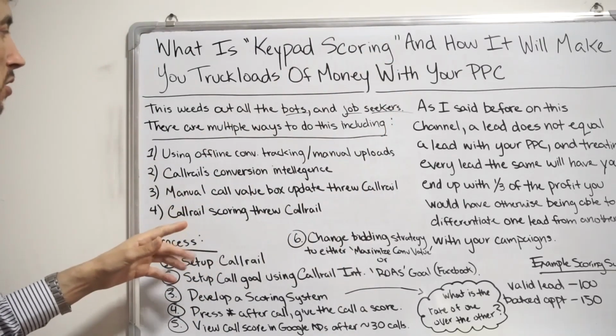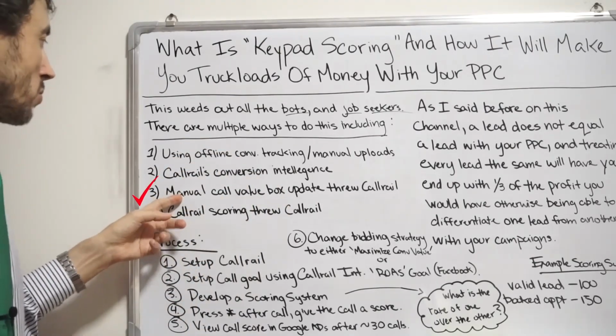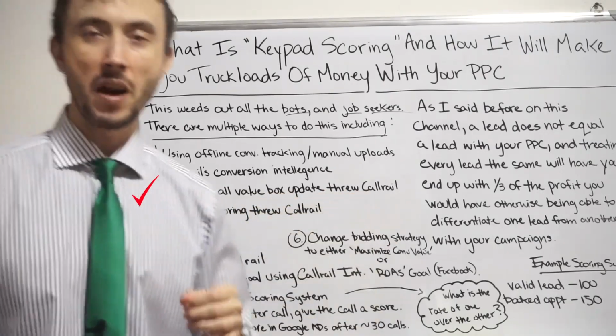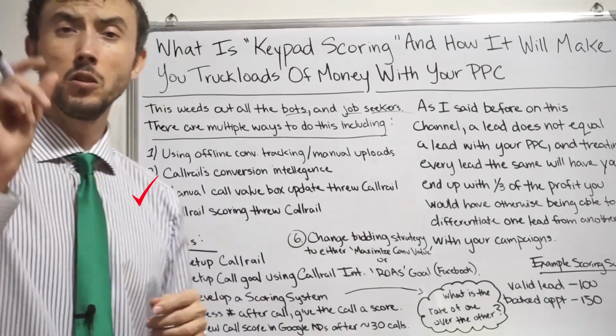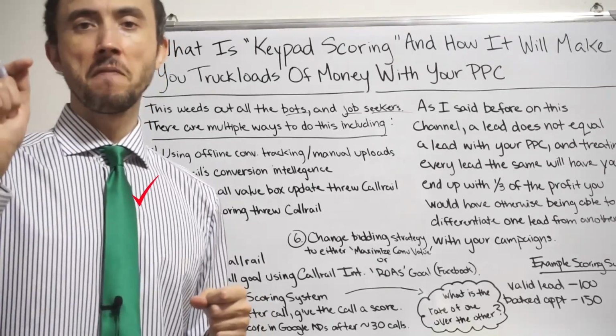The third way you could do lead level tracking inside your ad accounts is to do a manual call value box update through Callrail. So through Callrail itself, next to each call, there's a box that allows you to put the value of the call in.